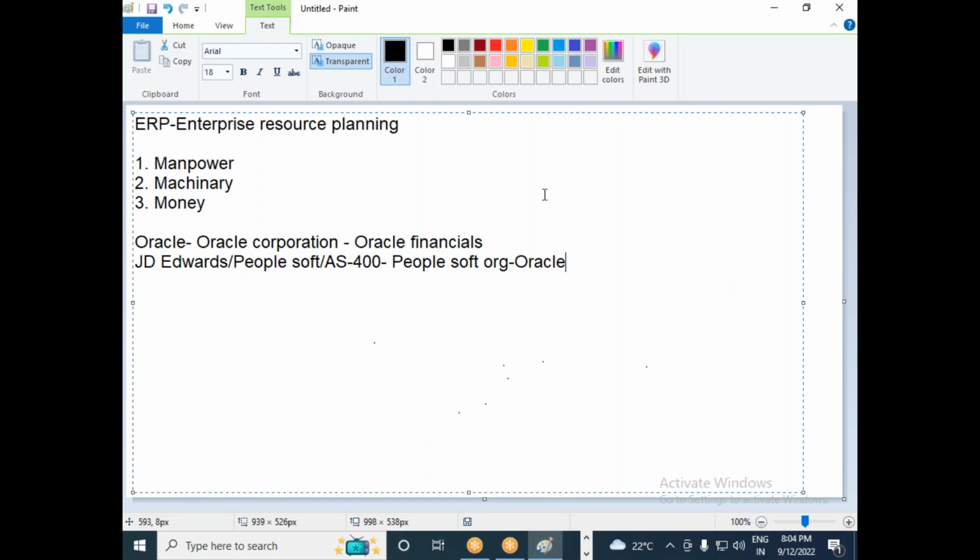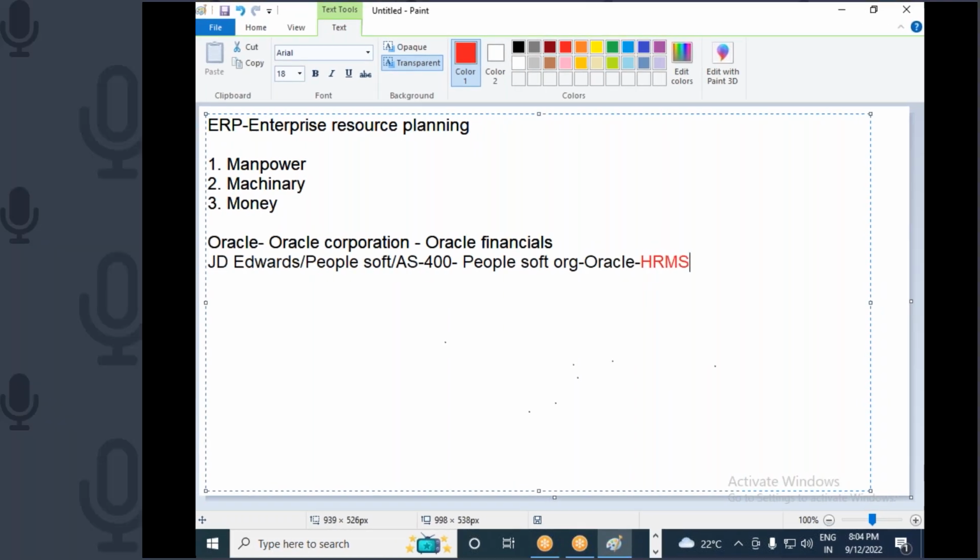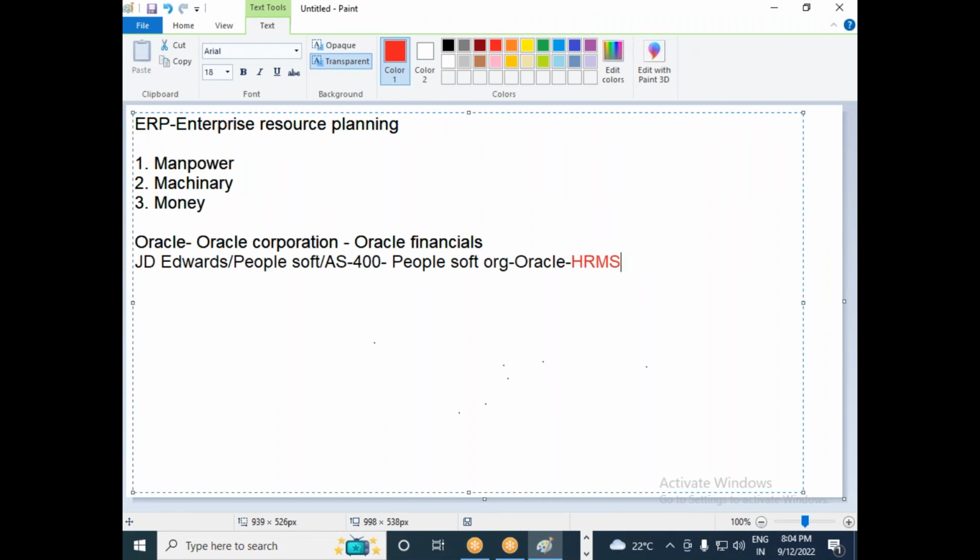So Oracle is one of the software which is quite good in providing HRMS-related processes. When I say HRMS, the human resource management department's transactions will be addressed by PeopleSoft as one of the software.